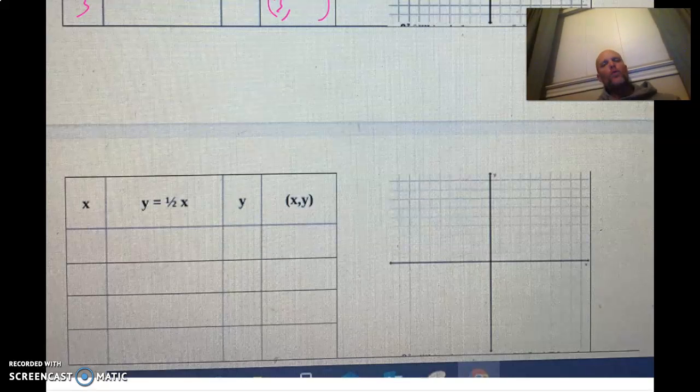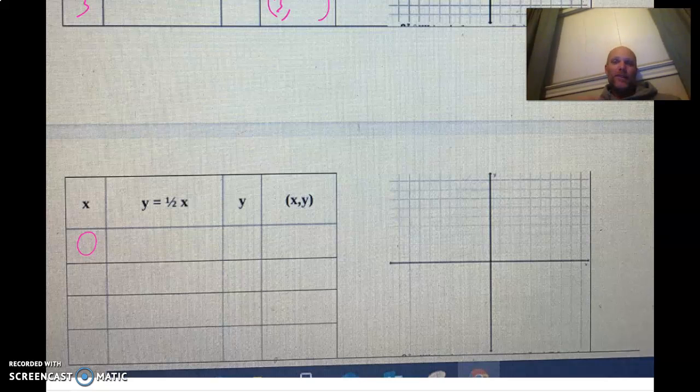So multiplying by half, this next one, I would definitely do 0. Okay, and then I would do even numbers. Why would I do even numbers? Because even numbers cut in half easily. So I'd go 0, 2, 4, 6. All right, we already know our x's: 0, 2, 4, 6. Might as well put those in.